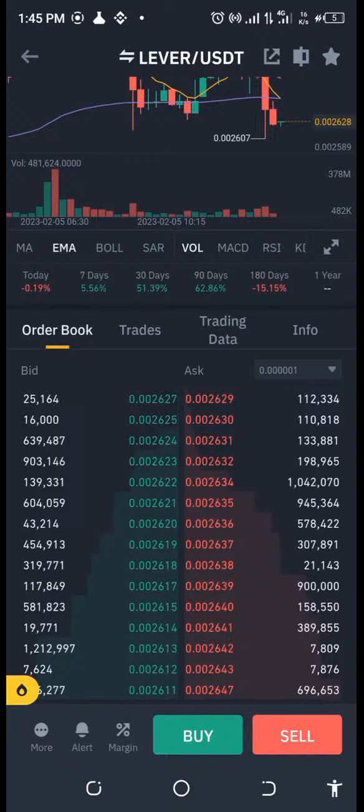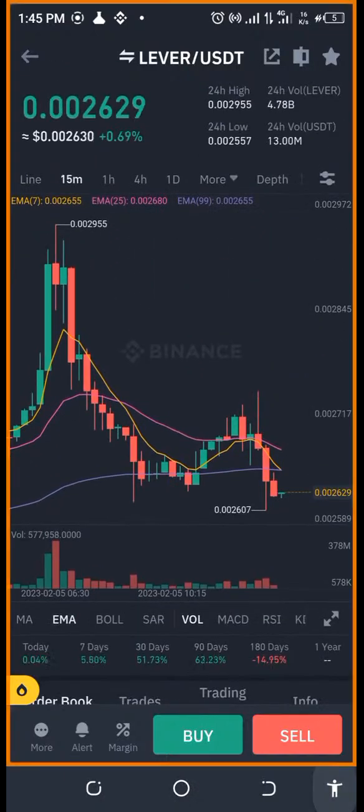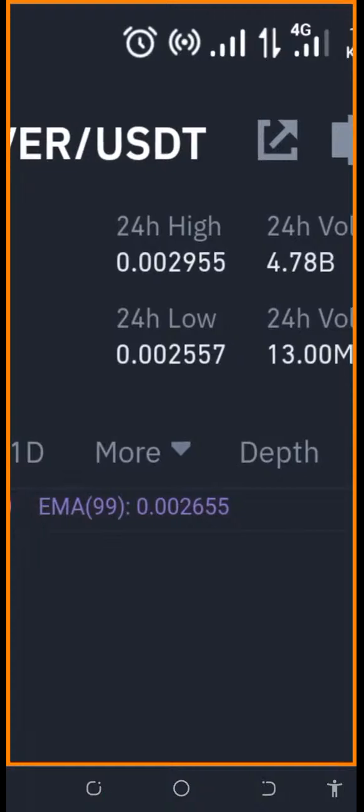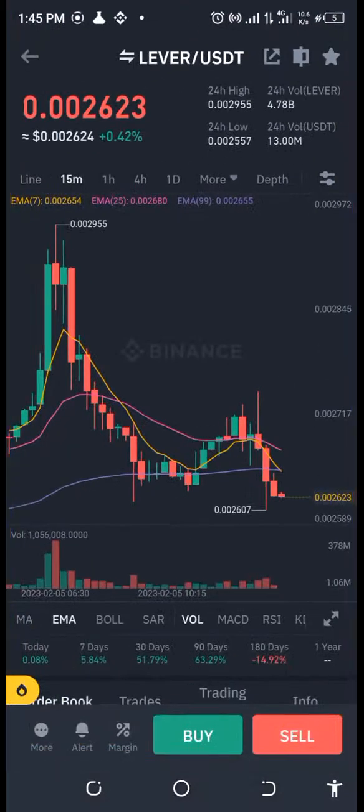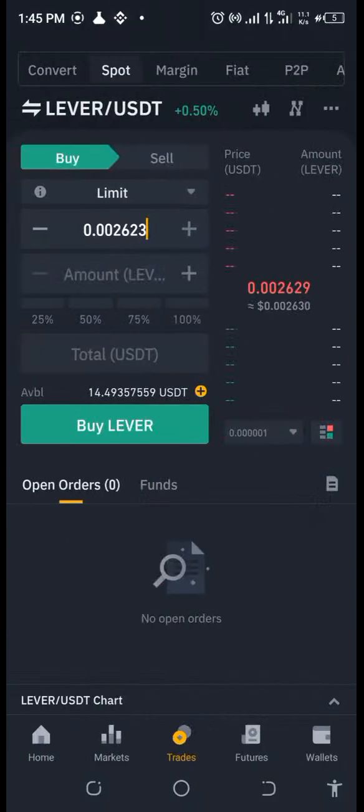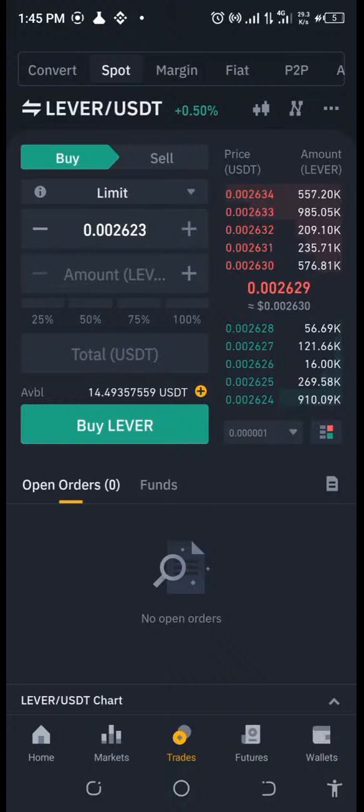As you can see, if we check the 24-hour high and low, the high is 0.002955, while the low is 0.002557. So we're going to choose something in between. We're going to buy this coin by limit, but we're going to put our own price, slightly lower than what we have here. Currently this is the market price, but we're going to buy by limit.